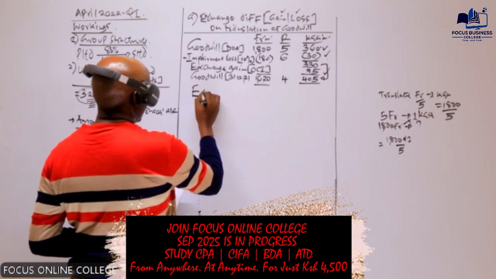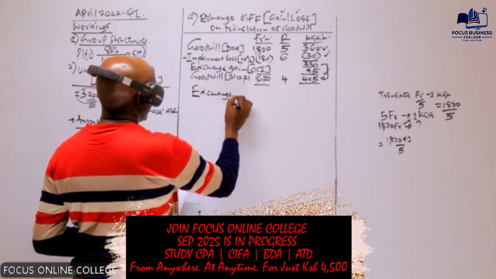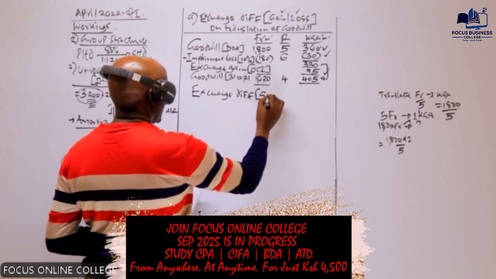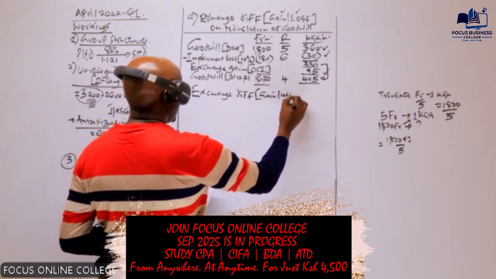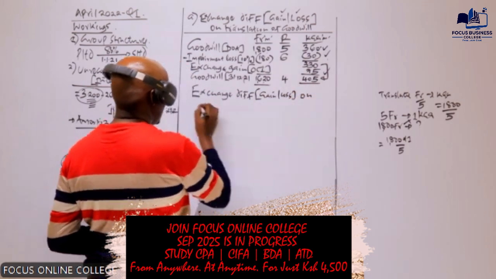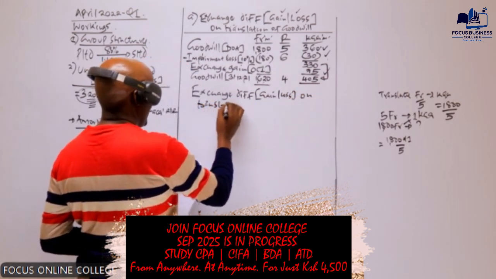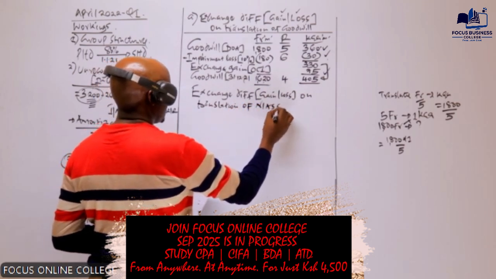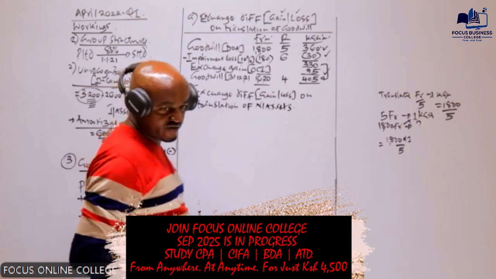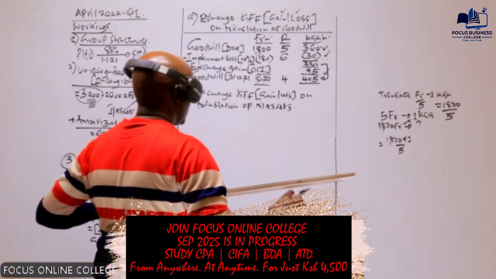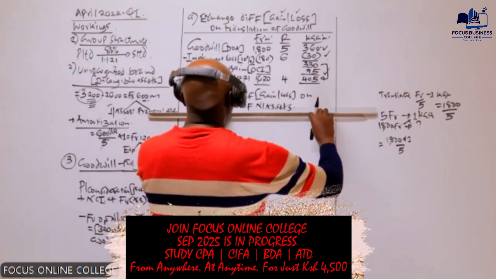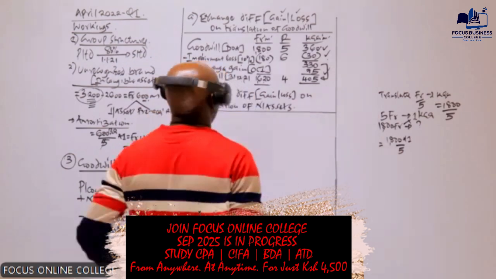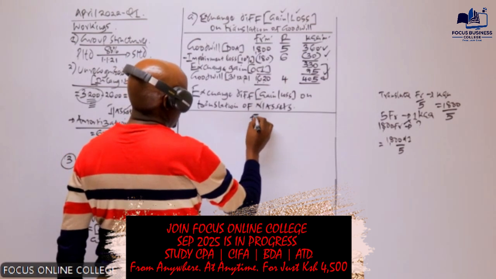So then still in Roman 1, we need to compute the exchange difference, which is gain or loss, which arises on translation of net assets. Translation of net assets. So we need to have the same format here.